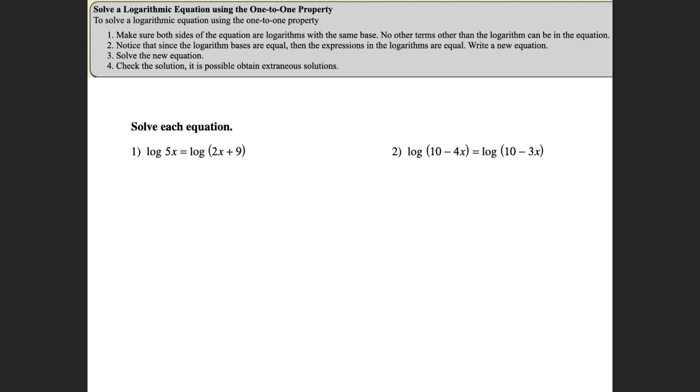All right. So now the other type of problem you're going to get is solving logarithmic equations, one-to-one property. Now these are the easiest. If you have a logarithm on one side and a logarithm on the other side, you can just cross them off. Okay.